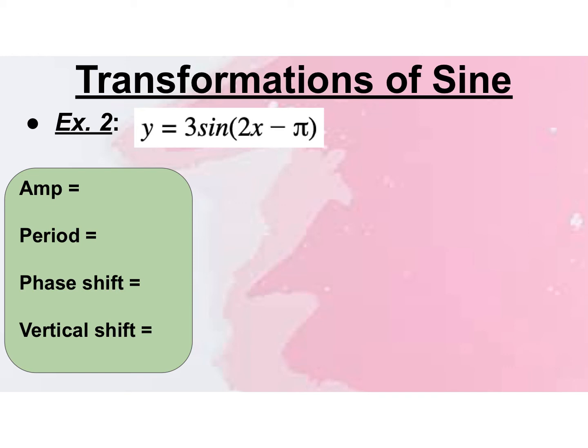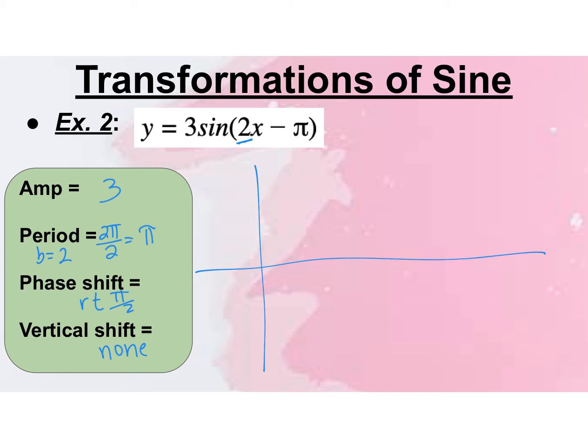All right, our amplitude here is 3. Notice B is on the inside and B is 2. So if B is 2, that means I'm doing 2 pi over 2, which means my period is going to be pi. My phase shift, be careful, it's not just pi. This is going to go to the right, pi over 2. And then vertical shift, there is none. So we're going to keep our midline at the axis.